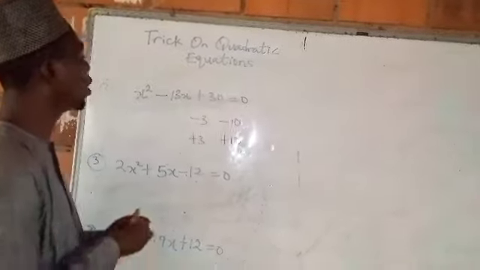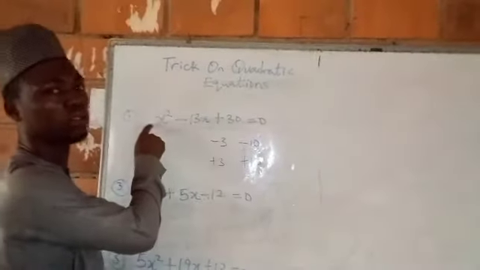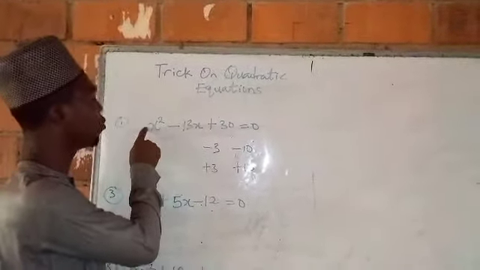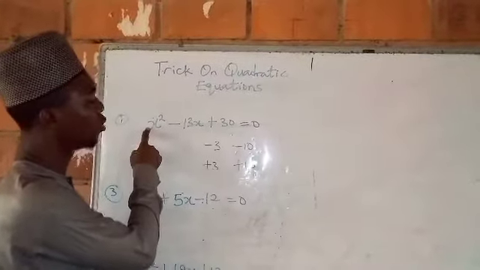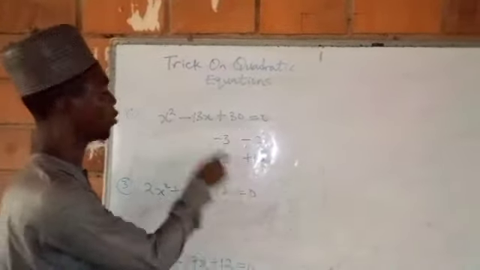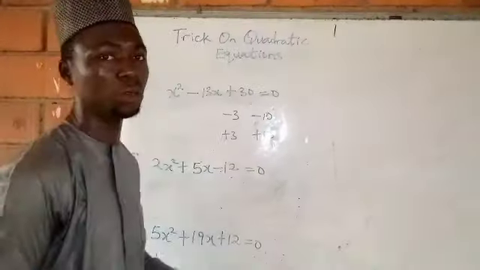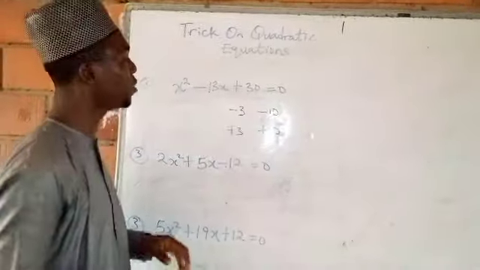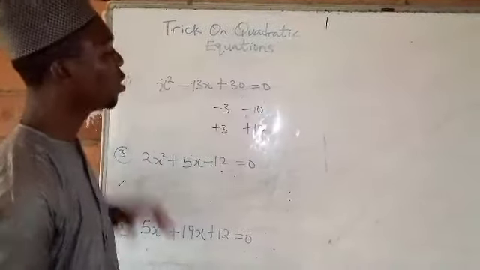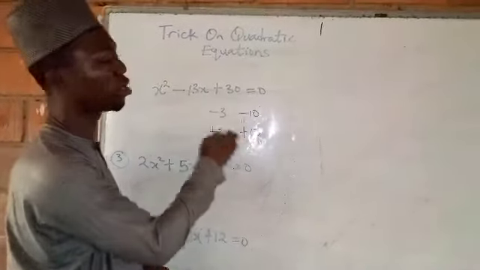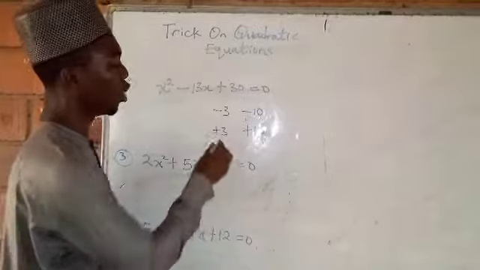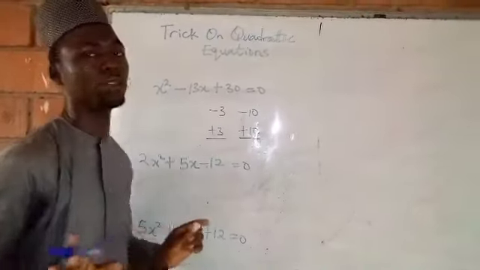Now look at the squared letter. What is the coefficient? This one, the coefficient is 1. So we are supposed to divide each of these factors by the coefficient. But because it is 1, whatever we divide by 1 will still give us the same answer. So whenever the coefficient is 1, when you get your two factors, just change their signs. So your answers will be plus 3 and plus 10.